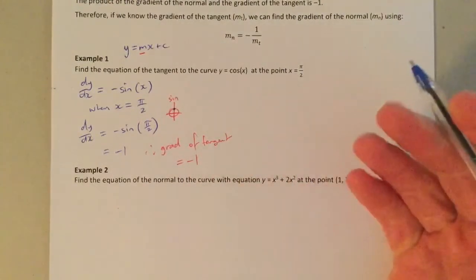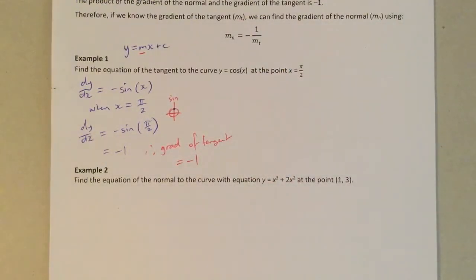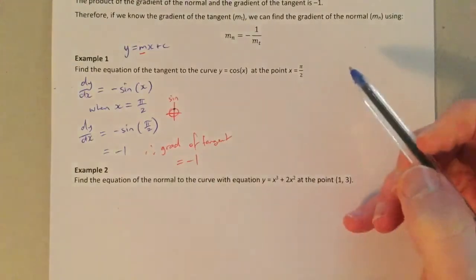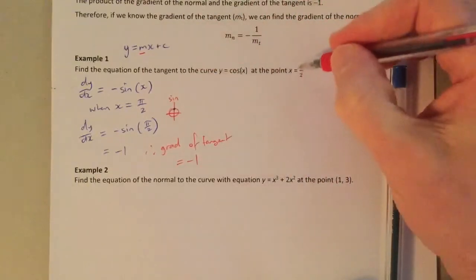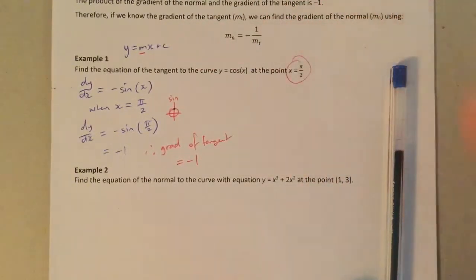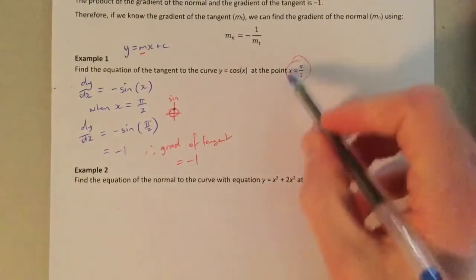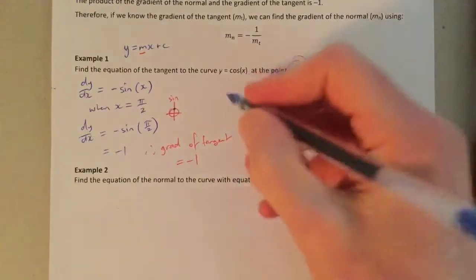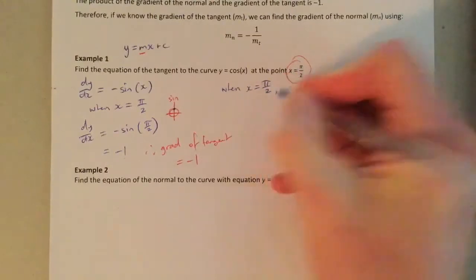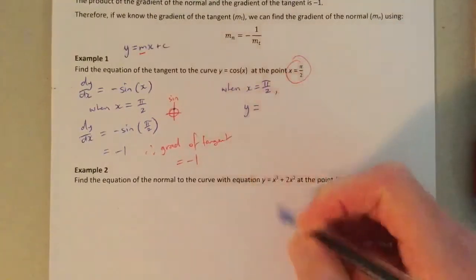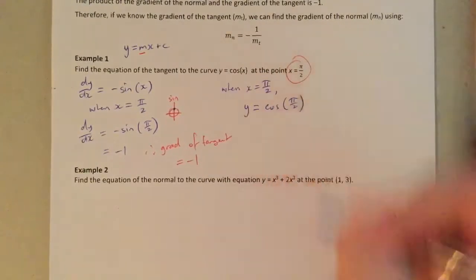But we also need to find the plus c, right? Before we can say we've got the equation of the tangent line. And to do that, we need to have a point. Right, now at the moment we've got the x-coordinate of a point, because we know that this graph has some point where x is equal to pi on 2. If we want to find the y value at that point, we're going to substitute it in again, but this time we're going to substitute it into the original function. So we're going to say when x equals pi on 2, y equals, so we're subbing into the original function, cos of pi on 2.